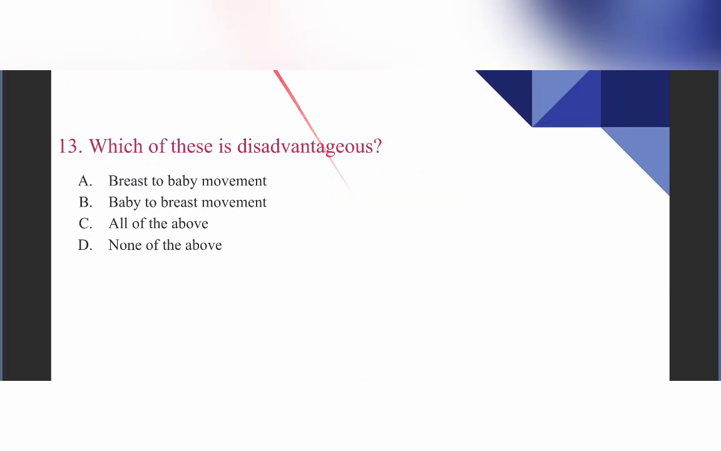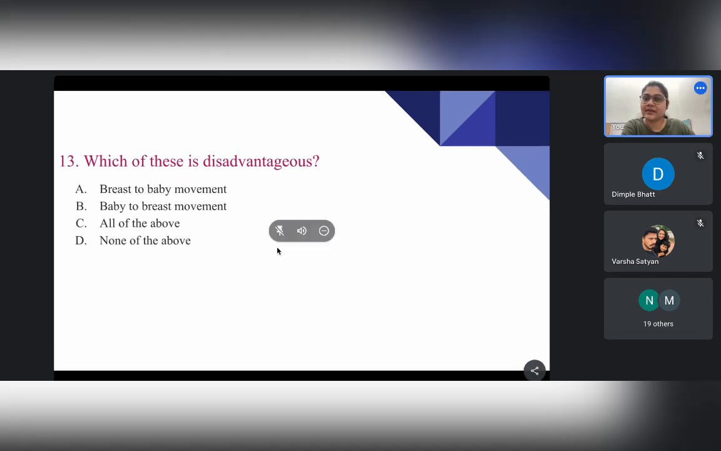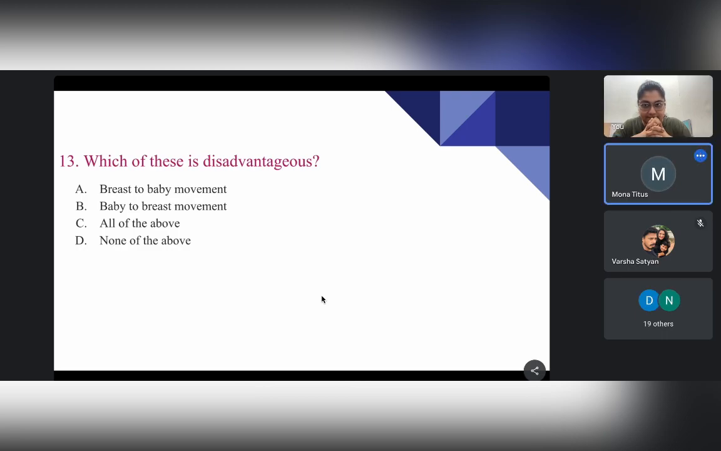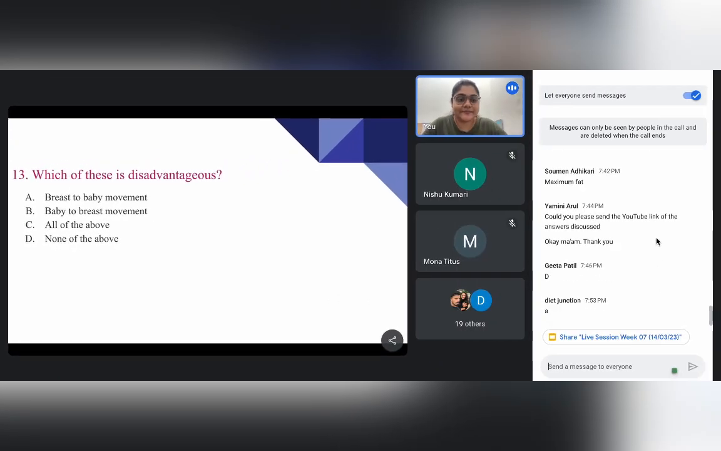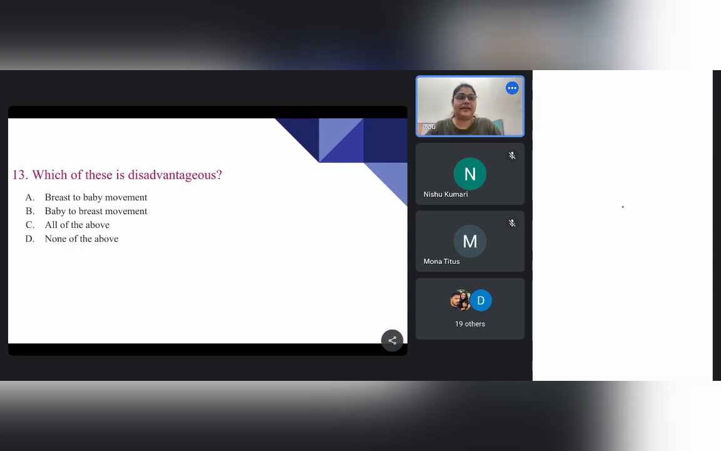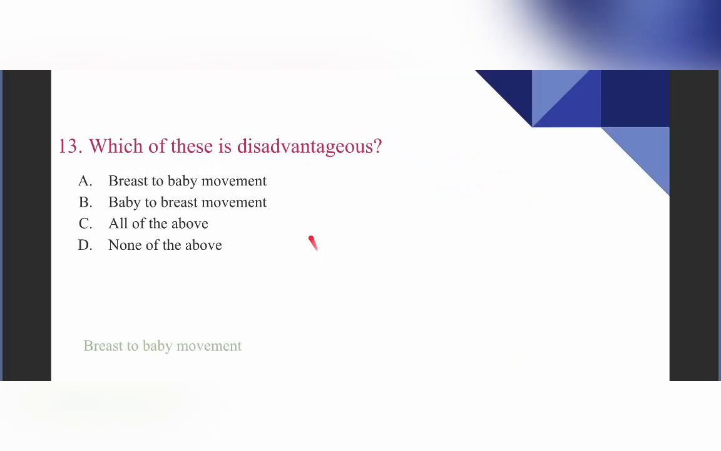So we'll move on to our next question. Which of these is disadvantageous? Breast to baby movement, baby to breast movement, all of the above, none of the above. What do you think would be the answer? Option A, ma'am. Okay. Anybody else who would volunteer? Okay, right. First one.